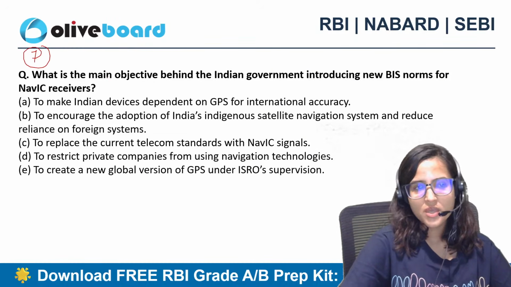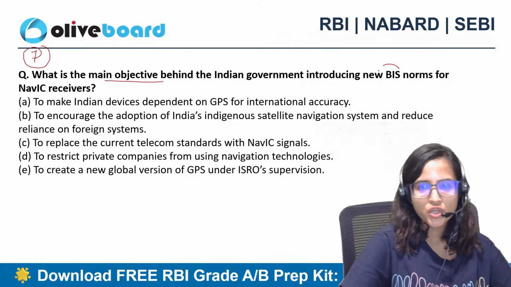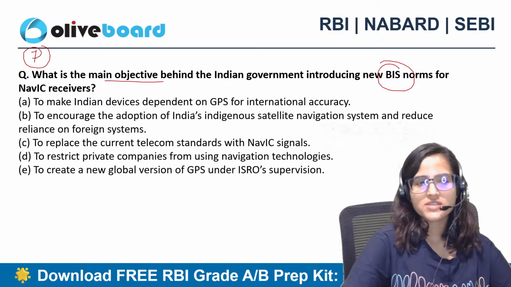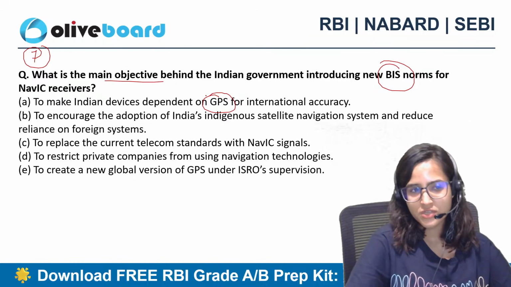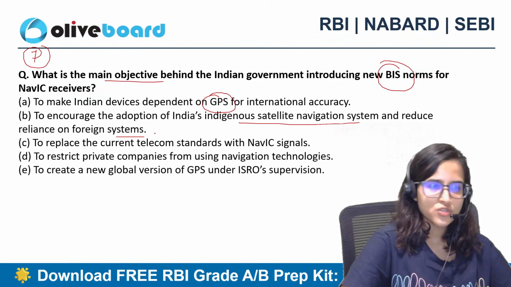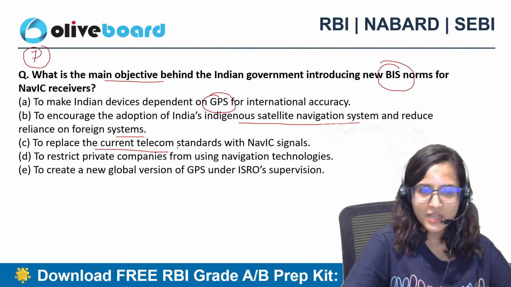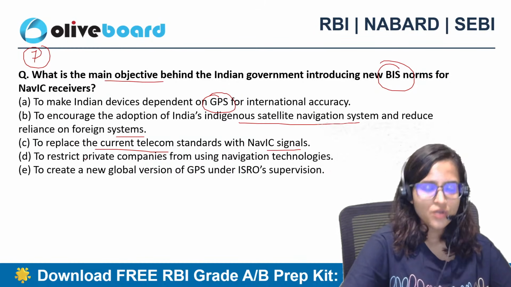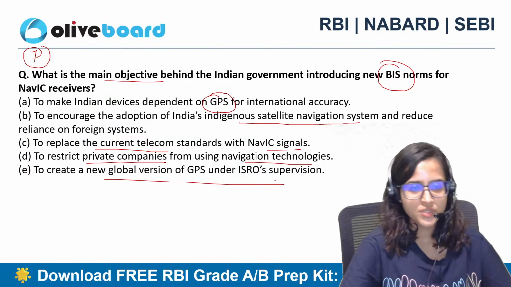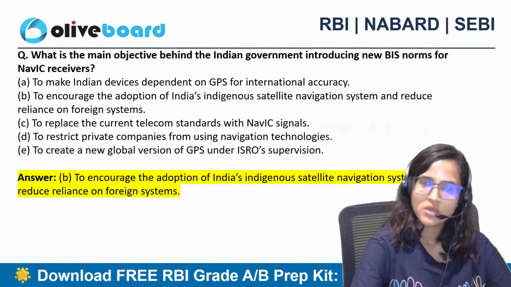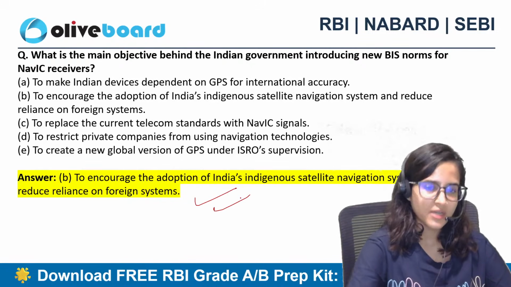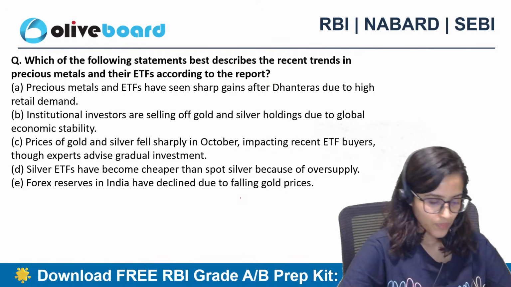है ना? What is the main objective behind Indian government introducing new BIS norms for NavIC receivers? To make Indian devices dependent on GPS for international accuracy, to encourage adoption of India's indigenous satellite navigation system and reduce reliance on foreign systems, to replace current telecom standards with NavIC signals, to restrict private companies from using navigation technologies, or to create a new global version of GPS under ISRO's supervision. Very good. B is the correct answer, to encourage the adoption of India's indigenous satellite navigation system.